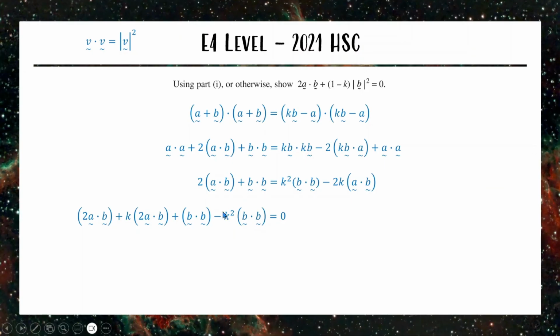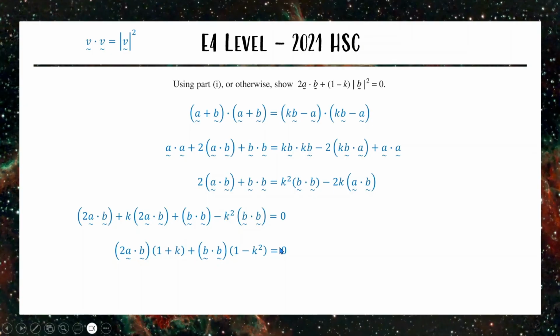Hope I haven't lost you yet. I've kind of lost myself here. Okay, we're going to do some clever factorization because we have a common term of 2a dot b here and a common term of b dot b here. So factoring 2a dot b out of the front 2 terms leaves us with a 1 plus k. Factoring the b dot b out of these 2 terms leaves us with a 1 minus k squared. So that's the left-hand side, nice and factorized.